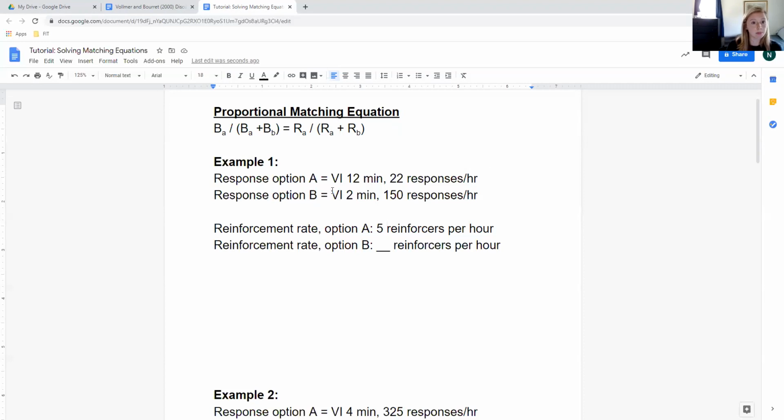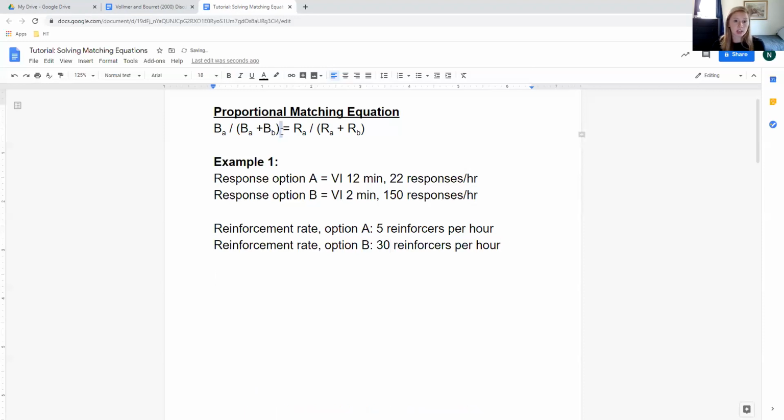For response option B, we're going to do that same thing. We're going to take our total 60 minutes in an hour and divide that by 2. Probably could have done that one in my head, huh? So that would be 30 reinforcers per hour. Option B in this case actually results in more reinforcers per hour and more responses per hour. So we can think about which response option we predict the organism will allocate responding to, but let's calculate it just to make sure.